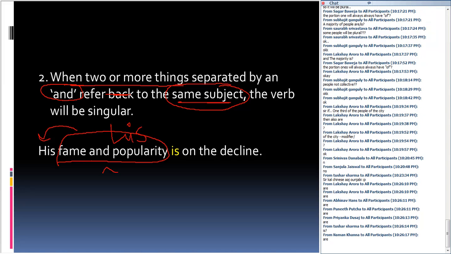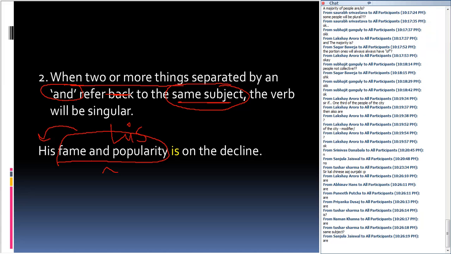Again, it will actually remain is ही रहेगा वो. क्यों? Because वो his तो same है. His fame and his popularity is on the decline. It will remain same because the subject is same. Okay, guys, please understand this.